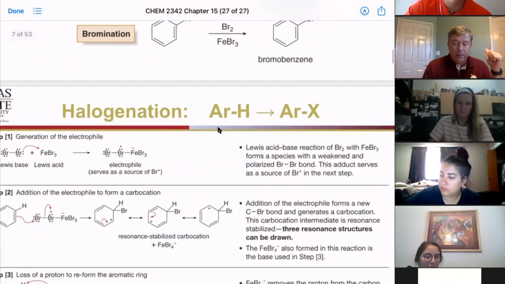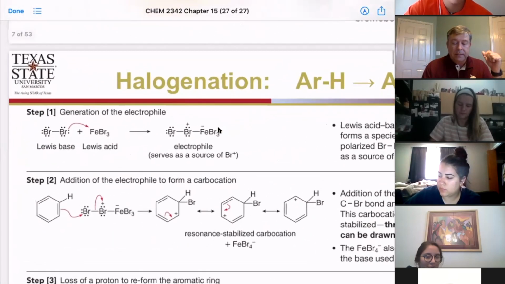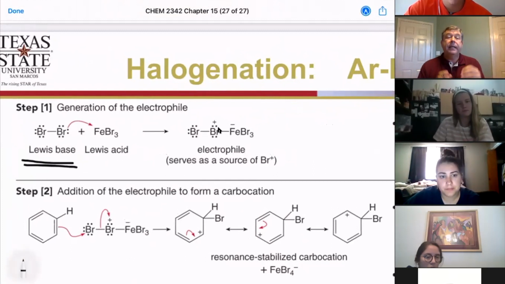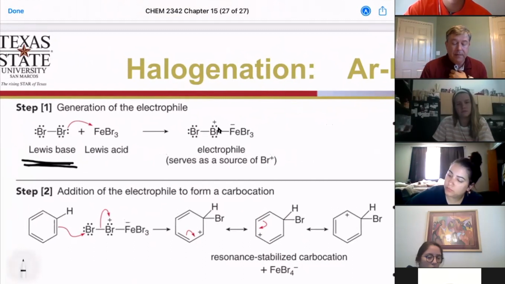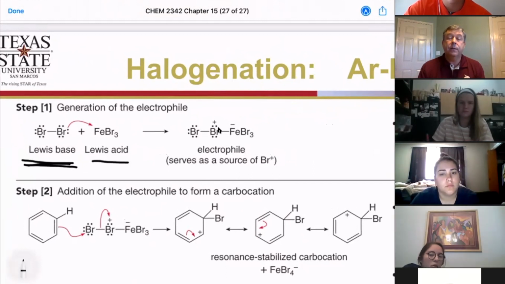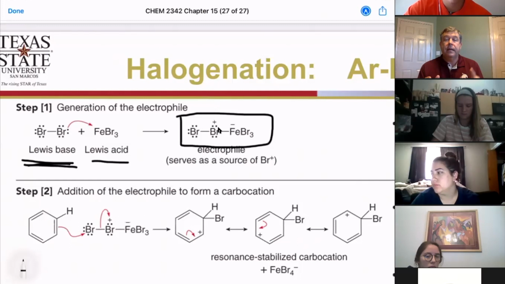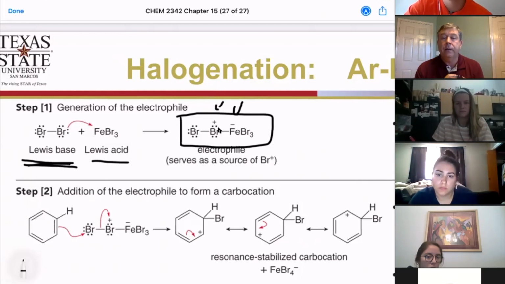So if we look at the mechanism, again, the first step in all these is the generation of the electrophile. We have our bromine as a nonpolar compound here, acting as a Lewis base. It has electrons to donate. And our ferric bromide is acting as a Lewis acid, accepting those electrons. When it does that, it creates this intermediate right here. So this is our Lewis acid, Lewis base complex. And this complex now, notice, has a very polarized bond. We have a positive charge on bromine and a negative charge on the iron compound.